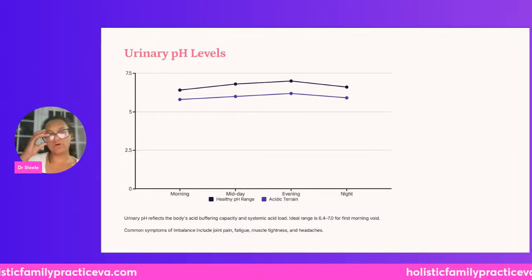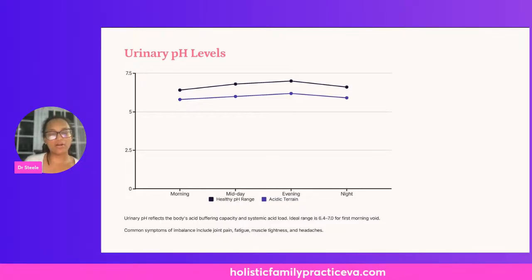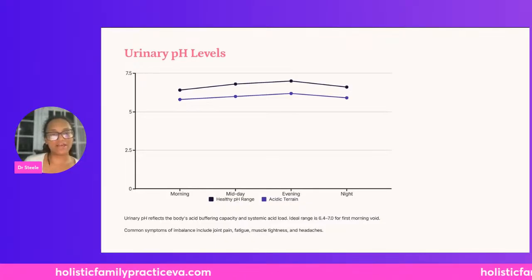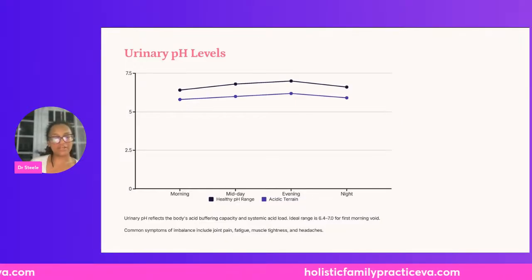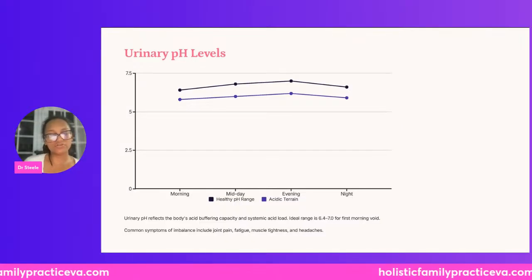So we've got 4 readings there, and we're looking at it in the chart: our morning, our midday, our evening, and our night. So we see the patterning, the urinary bodies, the buffering system capacity, and the systemic acid overload. Ideal range is 6.4 to 7.0 for first morning void.